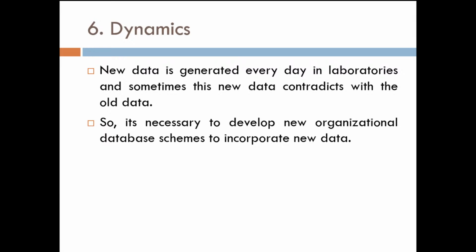Sometimes it is also possible that some researchers have done something and you also do the same research and you contradict. Contradict means, suppose someone says that the sequence of this gene is this one, and you contradict. That is also possible. Contradiction is also possible. So it is necessary to develop new organizational database schemes to incorporate new data.